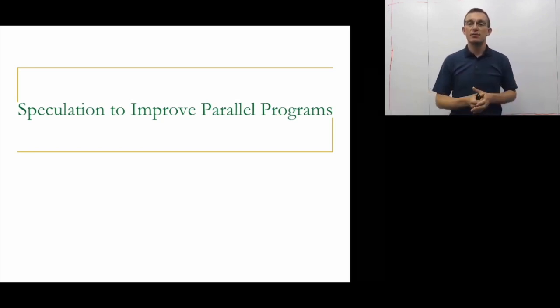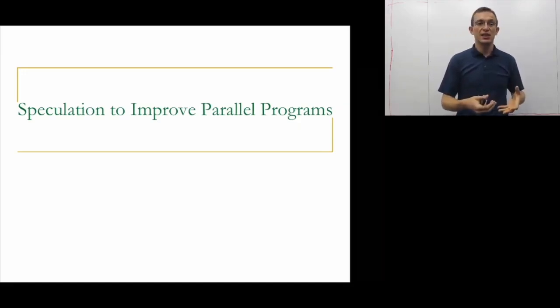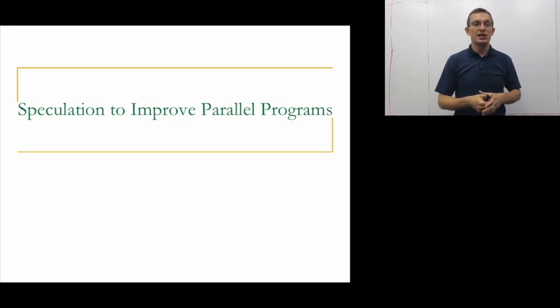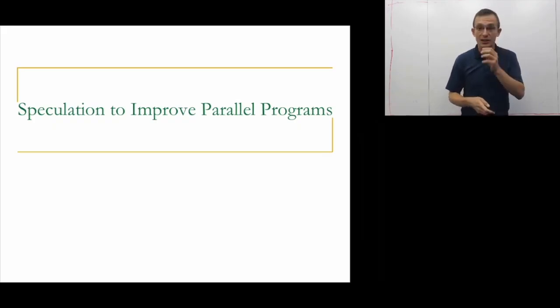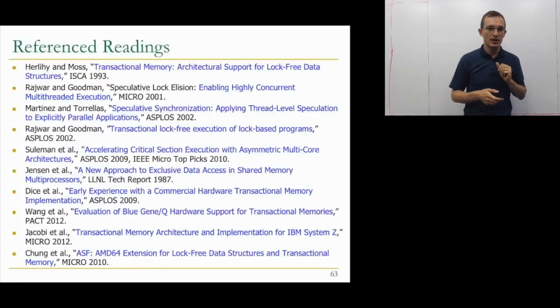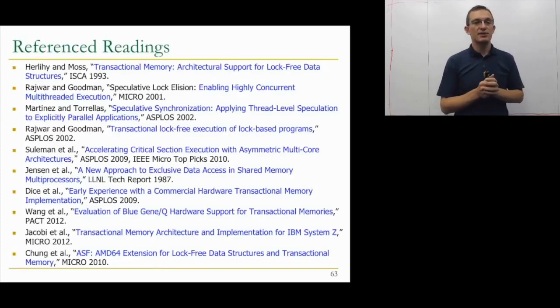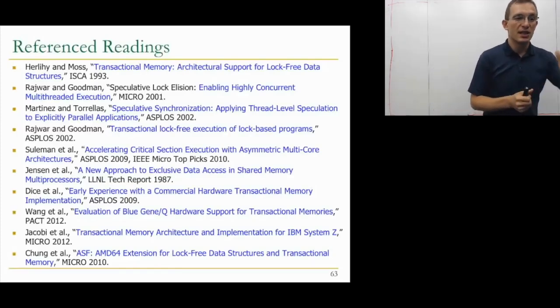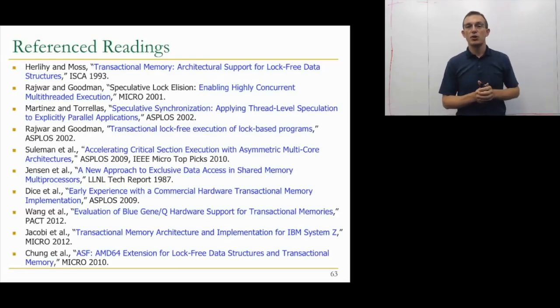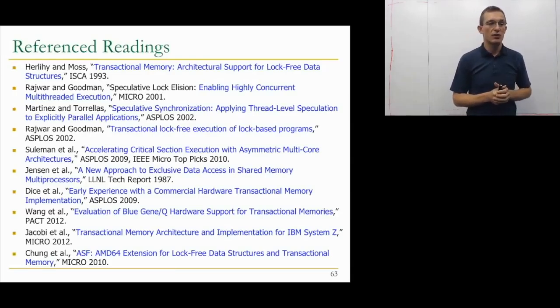How can we use speculation? The idea of doing something before you need it, or before you know you need it, to improve the performance of these parallelized multi-threaded applications. And here are a bunch of readings. We're going to cover some seminal readings, some interesting readings, and this is for your reference. This will be posted on the module website.